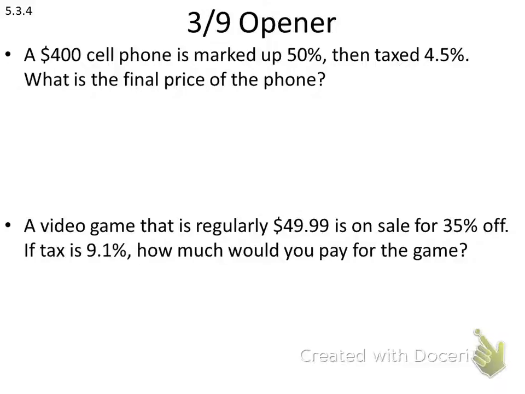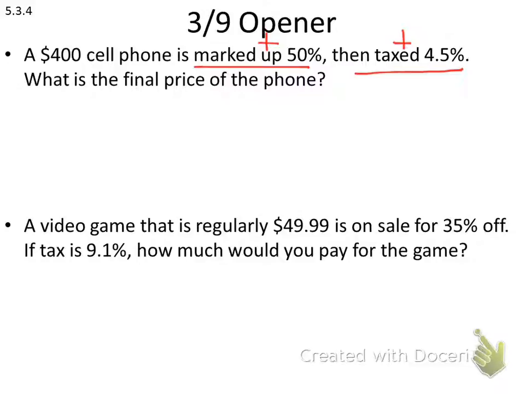Set it for me. First problem, a $400 cell phone is marked up 50%. Then it gets taxed at 4.5%. What is the final price of the phone? So looking at this, how many multipliers am I going to end up with? Nico? 2. So if we're going to have marked up 50%, that's going to be an increase or a decrease? An increase. And then if it's taxed at 4.5%, that's also going to be an increase. Good job, Nico.